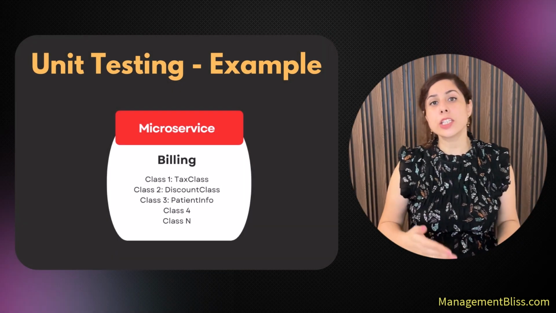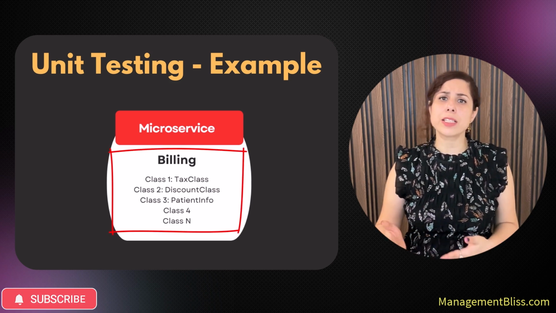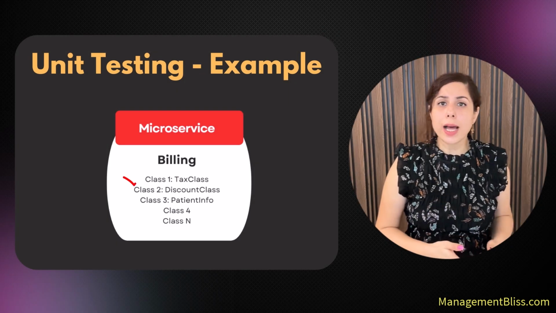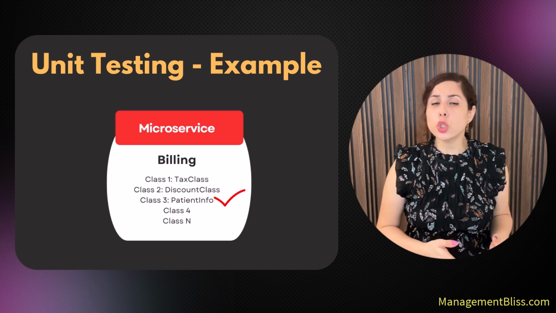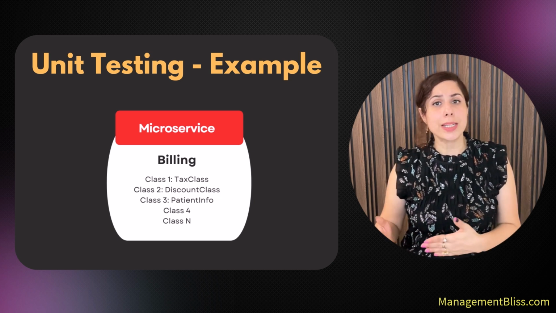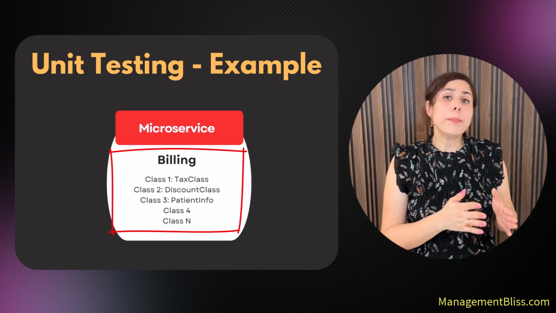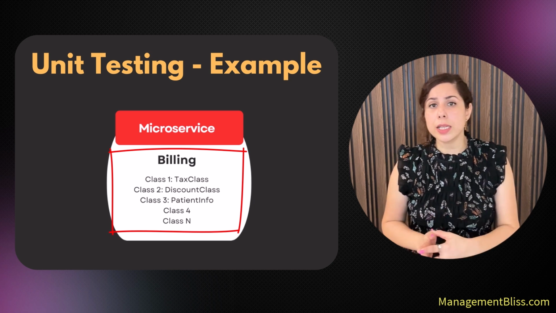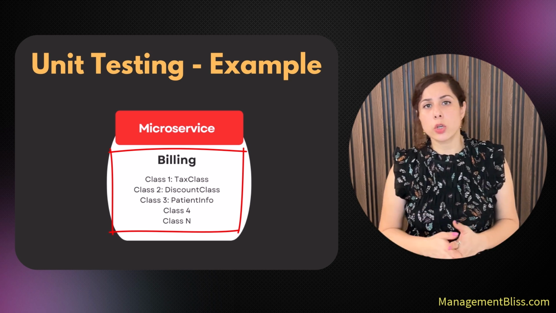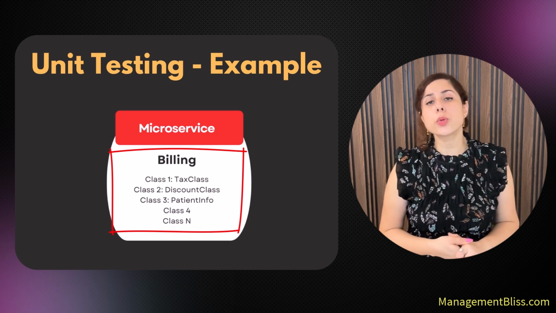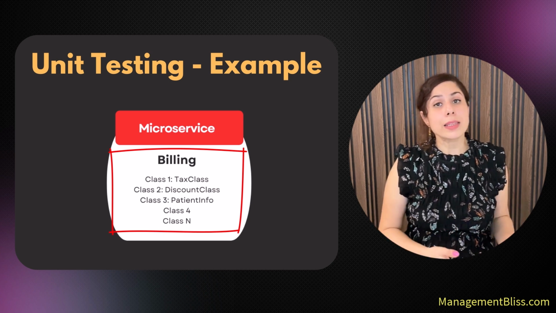Now imagine that your billing service contains 15 different classes, each responsible for different aspects of billing process. One class might handle taxes while another might handle discounts or fetching patient data. You would need to write different unit tests for each of these classes and their respective functions. The benefit of writing unit tests early is that they act as a safety net. If you later need to modify the code, for instance, to fix a bug or introduce a new feature, you can run the unit tests to quickly verify that nothing is broken.